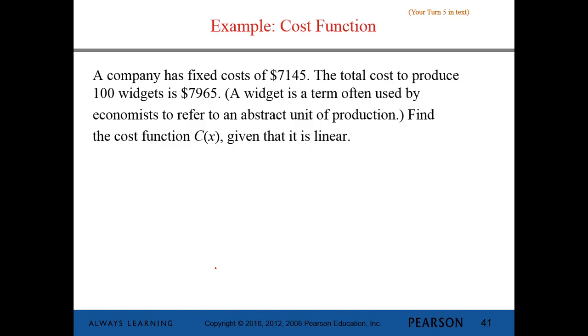Here, a company has a fixed cost. Now they're giving you the fixed cost of $7,145. The total cost to produce 100 widgets is $7,965. So now you've got the fixed cost, and now you've got the total cost to produce 100 widgets.